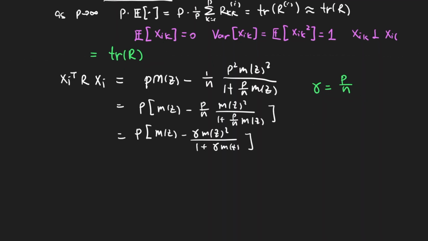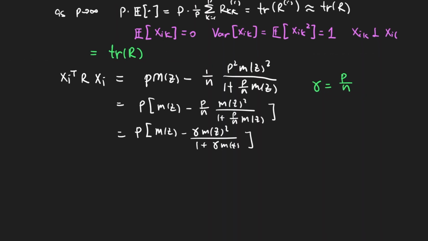And then we can actually merge the terms, right? So this just becomes p times 1 plus gamma times m of z. And then for the numerator, we just have m of z. Okay, nice. So I think we're ready to write down the equation with m of z.